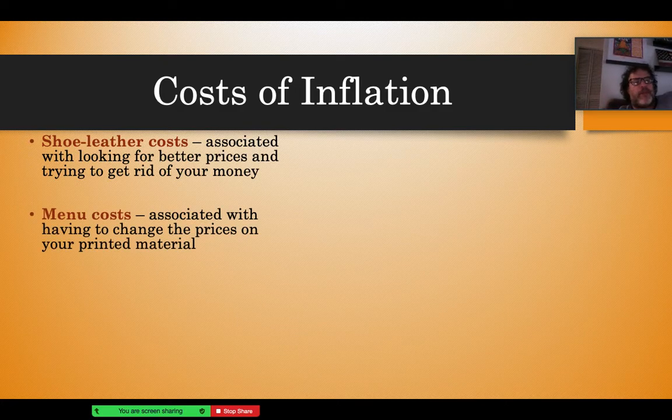The next one, menu costs. I have some great pictures to show you. I'm not going to post them on Instagram, but I'll show you in class tomorrow, right?